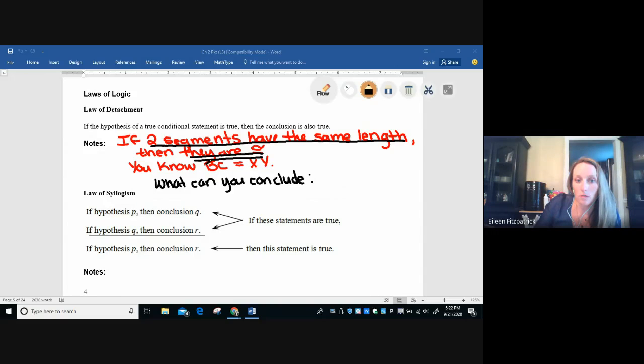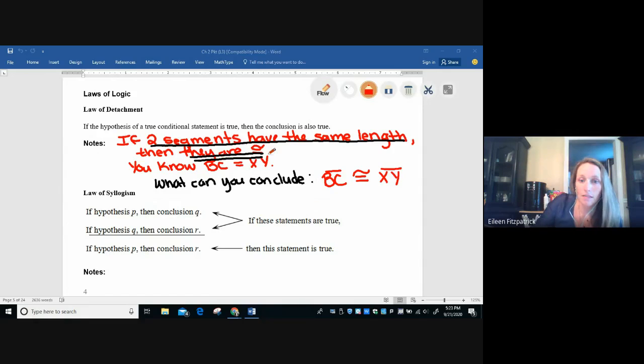Okay, BC is equal to XY. Does that have anything to do with this first statement? Two segments have the same length. Isn't that what this statement here is telling you, that these two segments have the same length? So if you know that these two segments have the same length, then what conclusion are you allowed to make based on the if-then statement? You're allowed to conclude that the two segments are congruent. So you can then conclude that segment BC is congruent to segment XY.